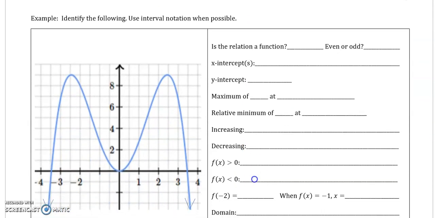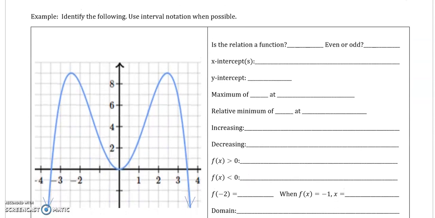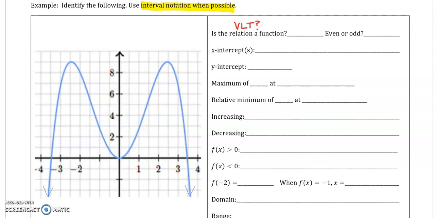Okay, so now let's go ahead and analyze our graph. So when we're answering these questions, we want to make sure that we're using interval notation whenever possible. Okay, so the first question says, is the relation a function? So if you remember from the last video, when you're looking at a graph, to determine if something is a function, we need to ask ourselves, does it pass the vertical line test? Okay, so if we were to take our pencil and move it along our graph, it never touches the graph in more than one place, so we can go ahead and say that, yes, this is a function.